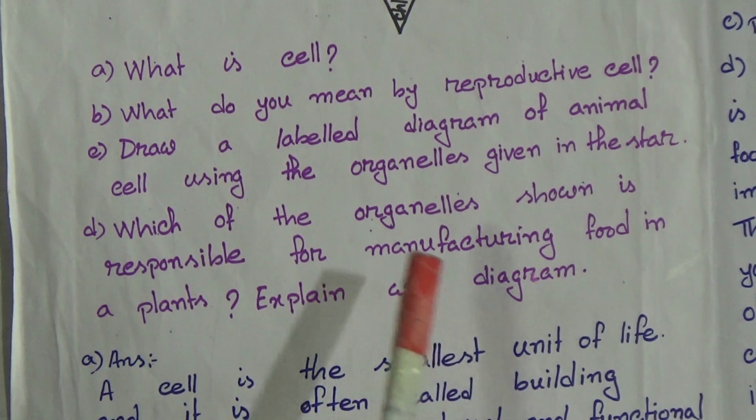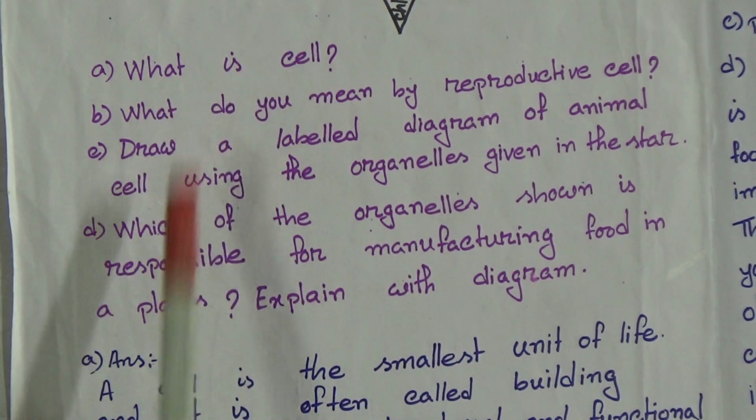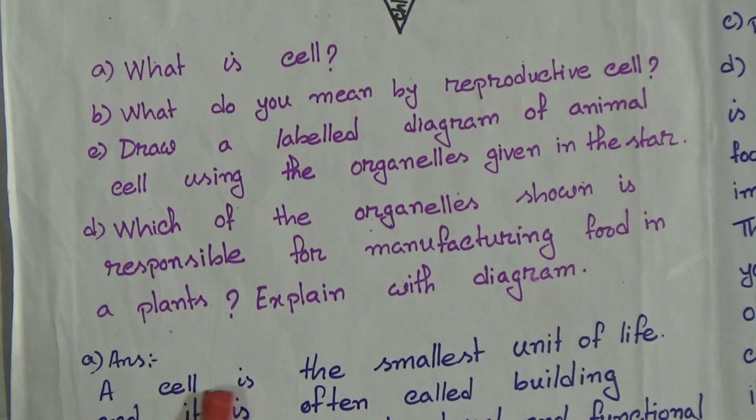Now we give the answer. What is cell? Answer. A cell is the smallest unit of life and it is often called the building block of life. The structural and functional unit of life is called a cell. So we know that the structural and functional unit of life is called a cell.